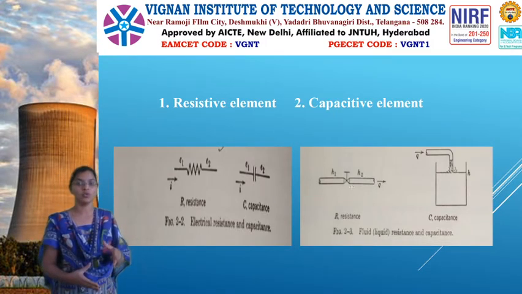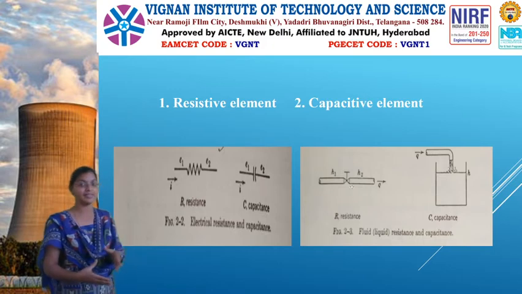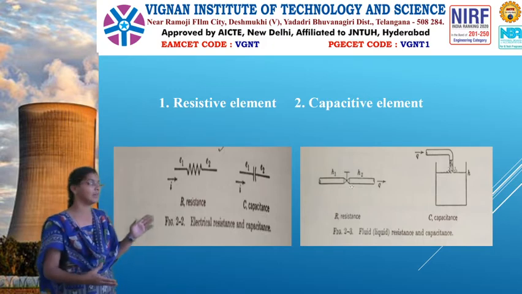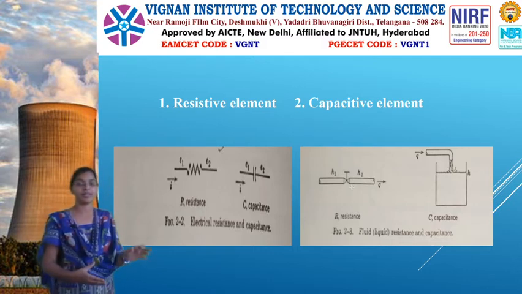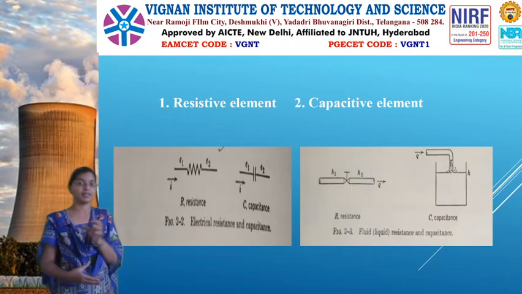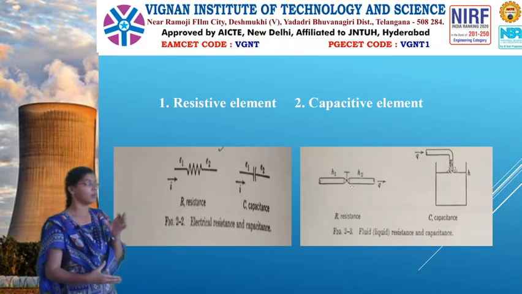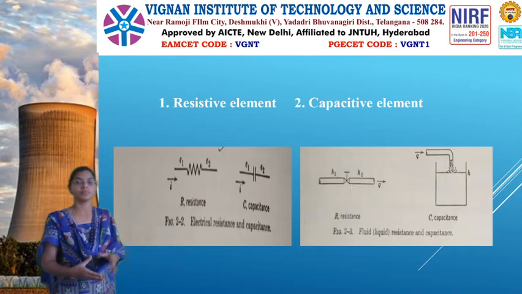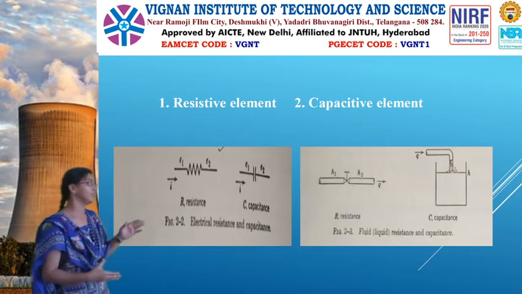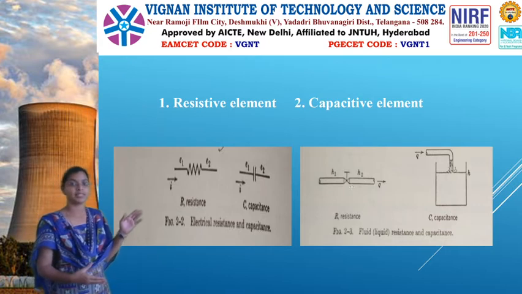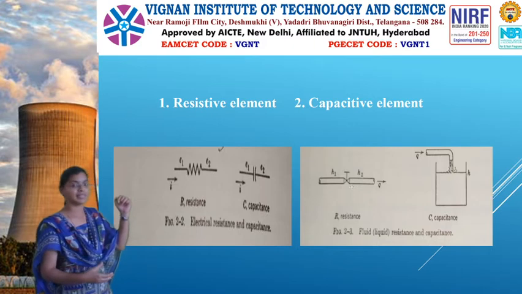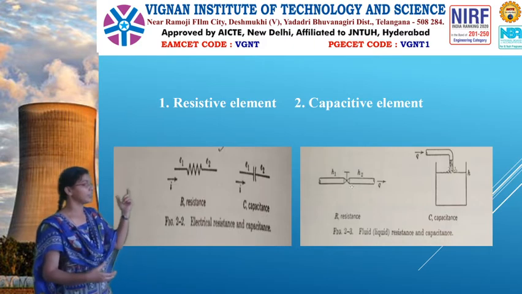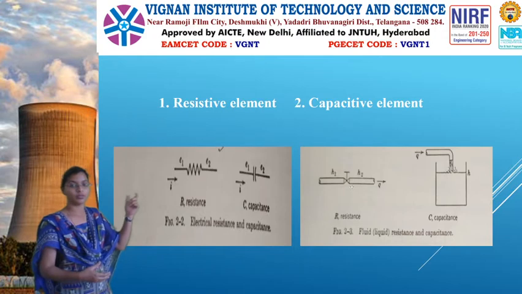Basically two elements are there: a resistive element and a capacitive element. How are we going to relate electrical systems to our normal mechanical systems and use them in processes? First, the resistive element, which is a two terminal device, as I am showing in the slide, with potentials E1 and E2 at its two ends. Let us take the current passing through the resistor as I.